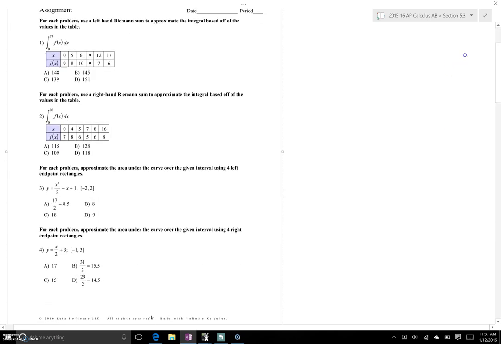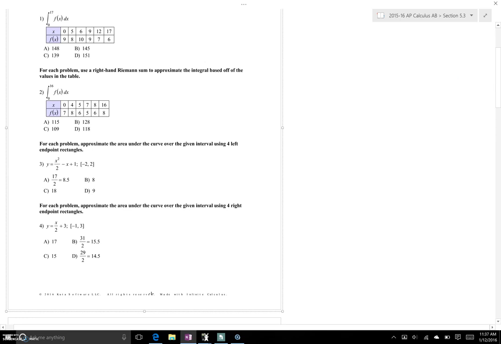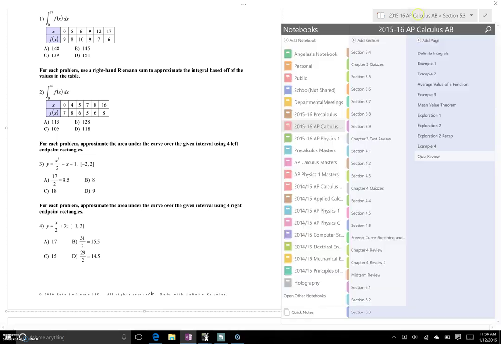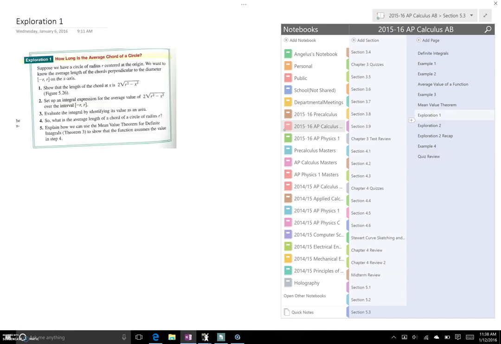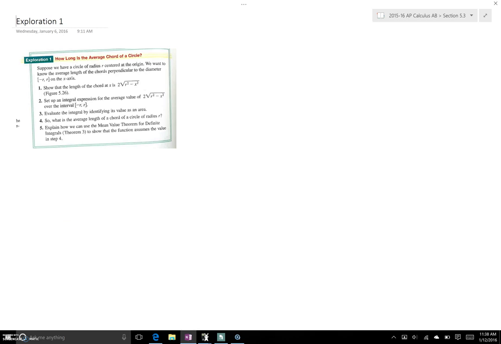You want to make sure that you're able to do all of these problems. You will be able to use your calculator on the quiz tomorrow, but you do need to also show all of your work, showing how you set up each Riemann sum or estimate of the integrals. Alright, so today we're going to do explorations 1 and 2, and then we'll finish with example 4.